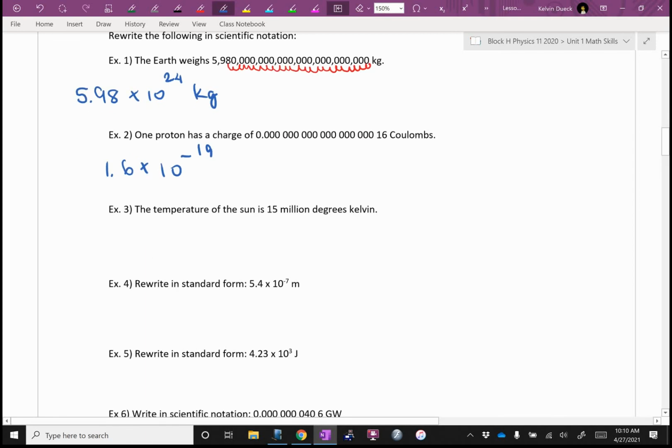The temperature of the sun is 15 million degrees Kelvin. What? I guess, first of all, I need to take this number from English into math and then write it in scientific notation. So 15 million is going to be a 15. How many zeros make a million? 6. And I usually put commas in. You can use commas or you can use spaces if you're typing. I'm assuming none of you are going to type up your homework, so commas.